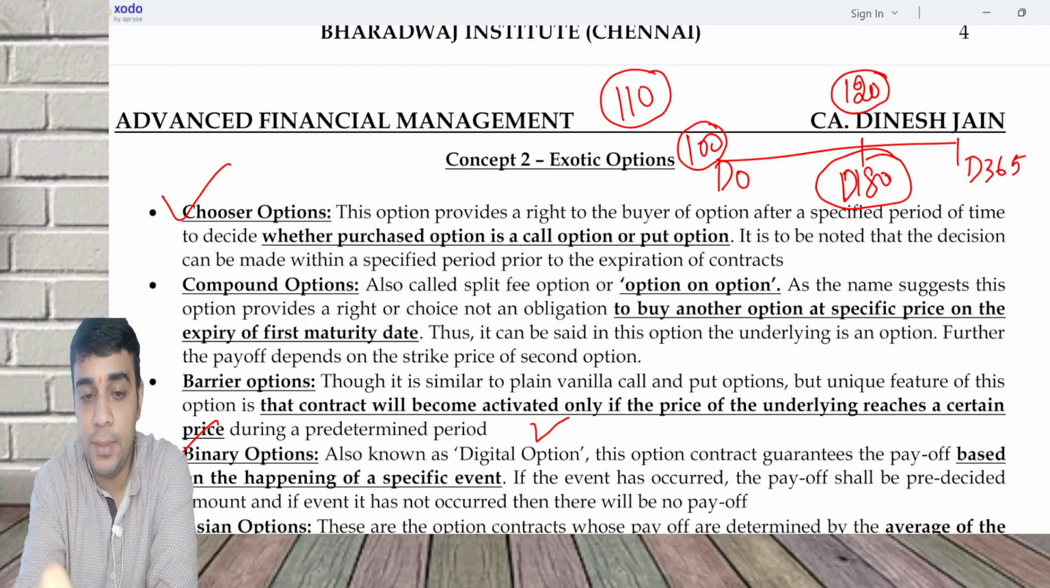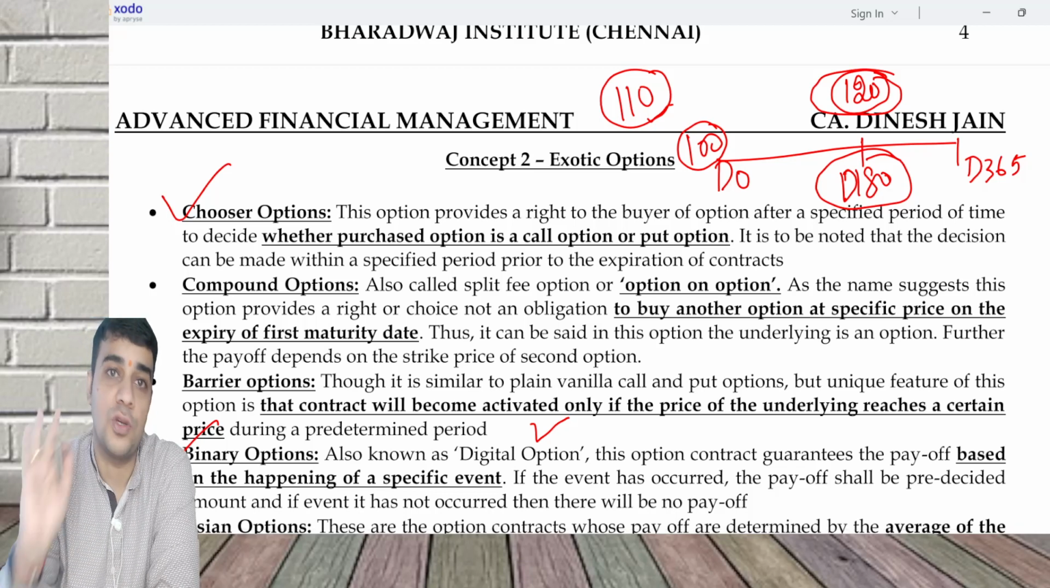Answer carefully and tell me. If exercise price is 110, market price is 120, whether call is in the money or put is in the money. One of them is in the money, one of them is out of the money. Which is in the money at this day? Call is in the money. I'll choose this to be a call option on the day.